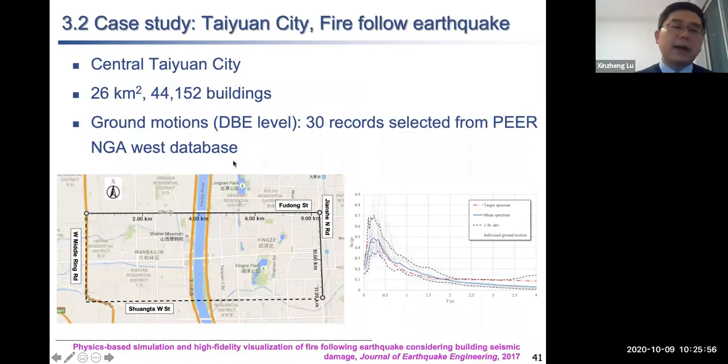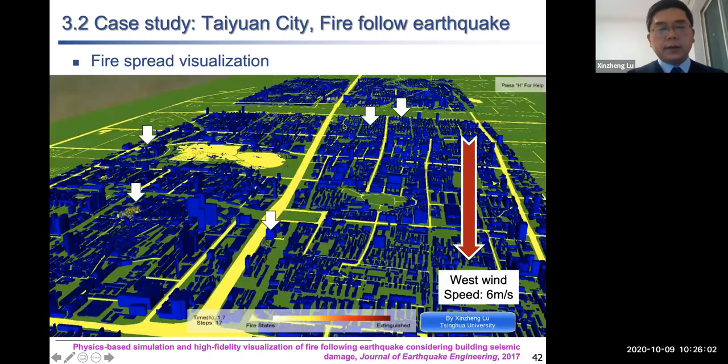And here is the case study. We select Taiyuan city in China and simulate a fire following earthquake. So here is the result. You can see that the arrow points to the location of the ignition buildings. We have a west wind of 3 meters per second. You can clearly see the fire spread along the wind direction.